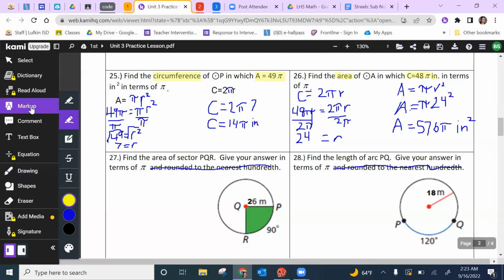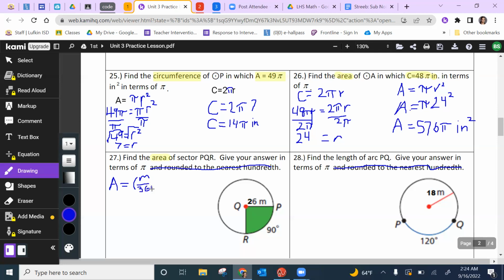So we want to find the area of our sector on this first one. Our formula for area is m over 360 times pi r squared. So our radius is 26 and then our angle is 90. So 90 divided by 360 times pi times a radius of 26 squared.